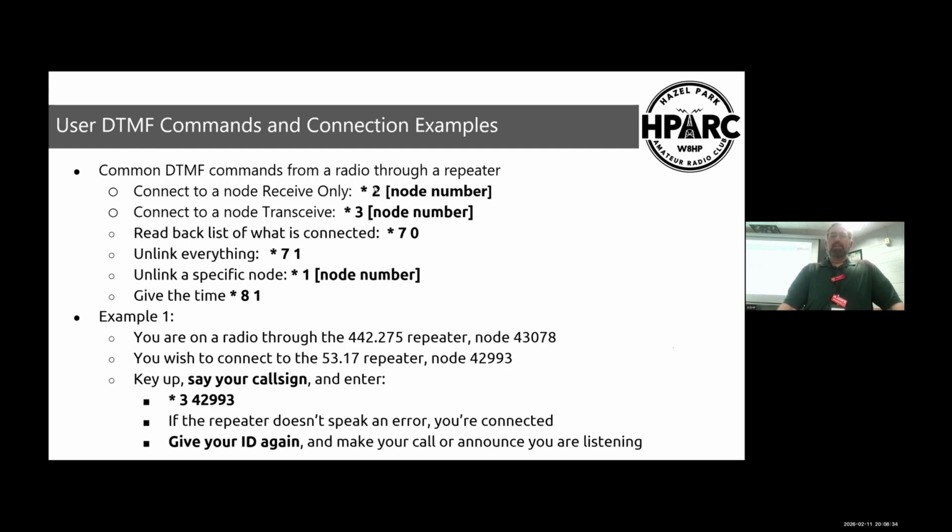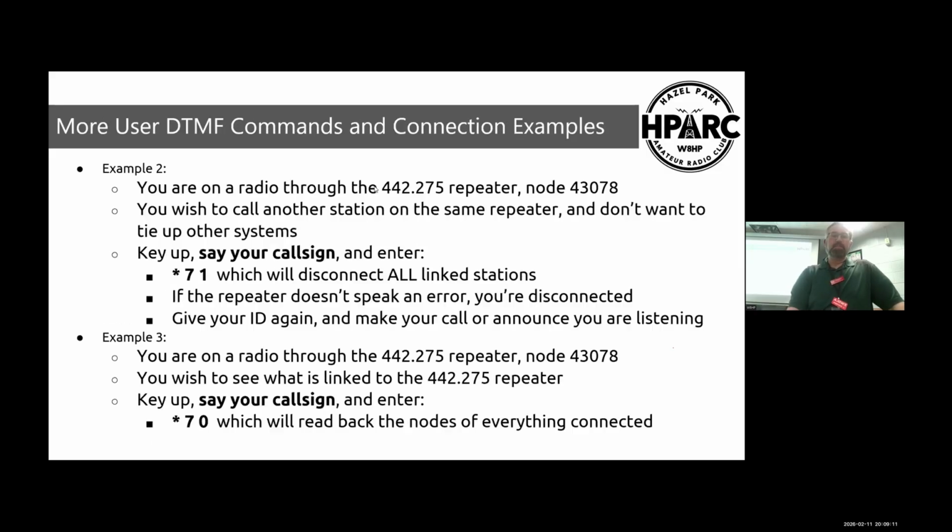So if you were on this 442 repeater with a node number of 43078 and you wanted to connect to node 42993, you'd take your radio and key up and say, hey, AJ0WX, and then enter *3 42993. Again, kind of analogous to dialing a phone number. So if you don't hear any errors come back over the frequency, you're connected. And then you could just give your ID again. You'll transmit on both the 442 and the 5317 repeater. And then you could make your call and say, hey, I'm listening.